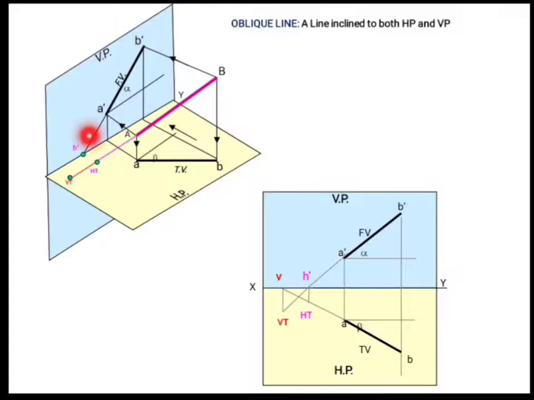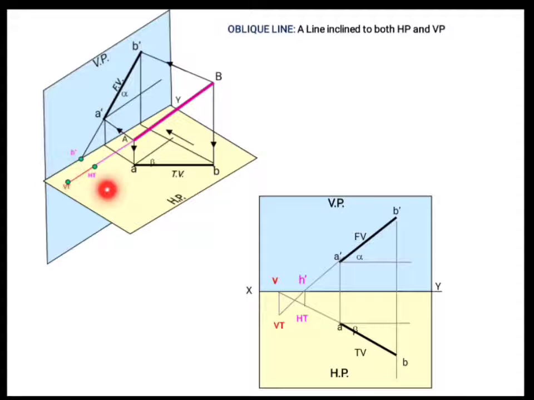Now A dash B dash can be extended and intersected with XY line. That point is called H dash, which is the elevation of horizontal trace. HT itself denotes the plan of the horizontal trace, and H dash and HT will be on the same vertical projector.